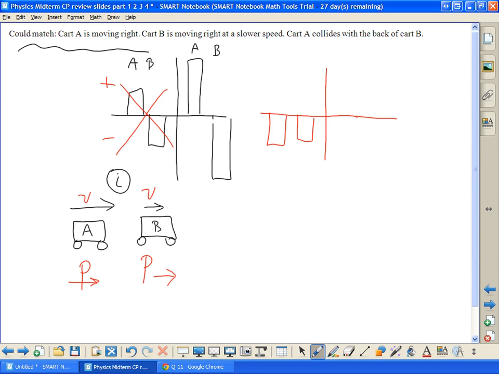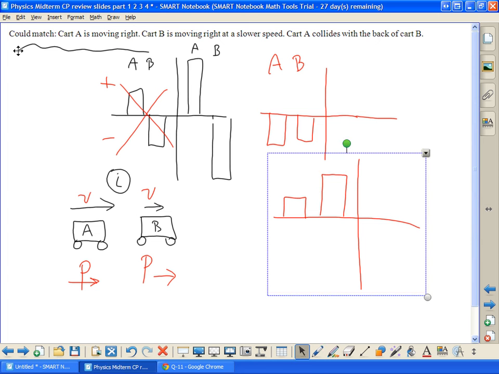Okay. It says A is moving faster than B. How about a chart with an initial part like this? Could that match? Yes. Well, okay, then let me be more specific. Yes, it can. That's momentum. What if B is 4 times as heavy?